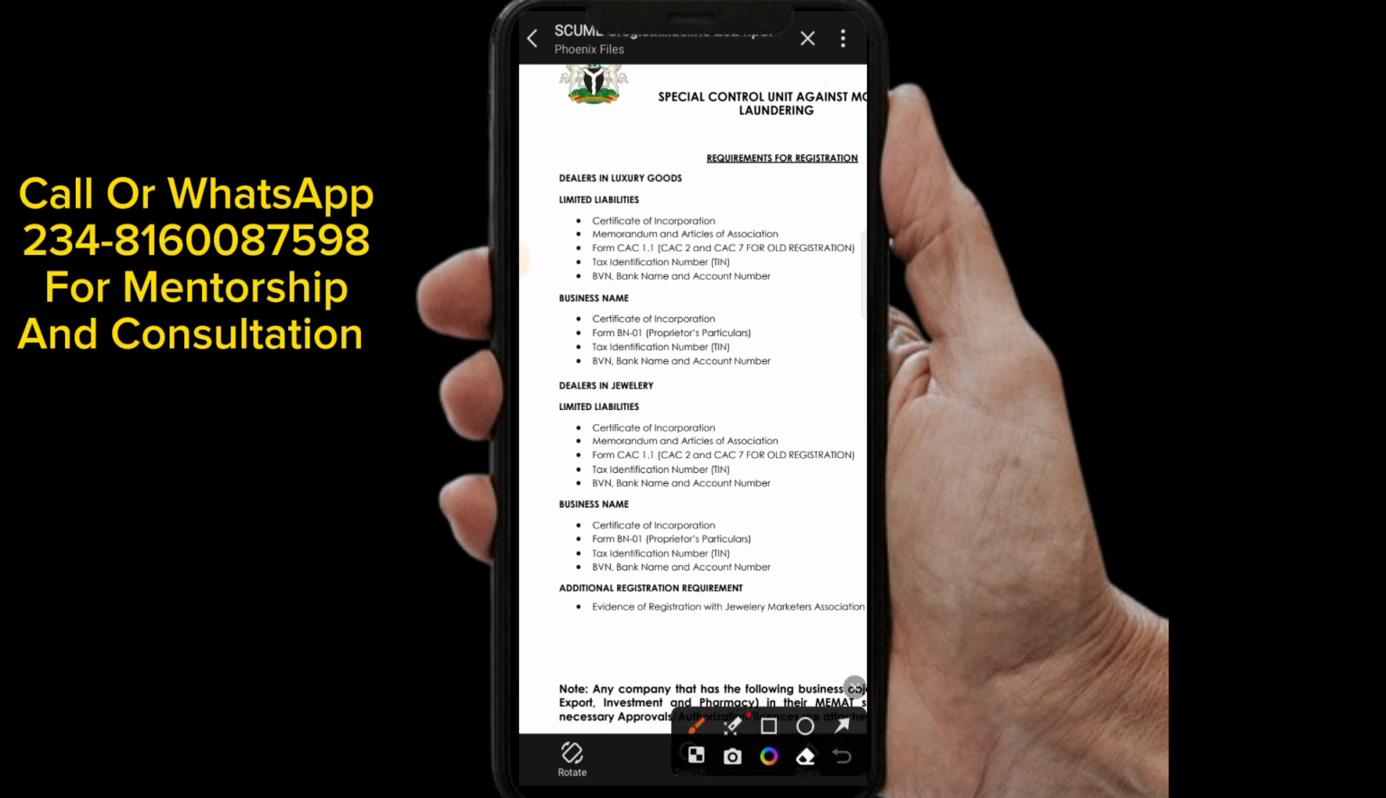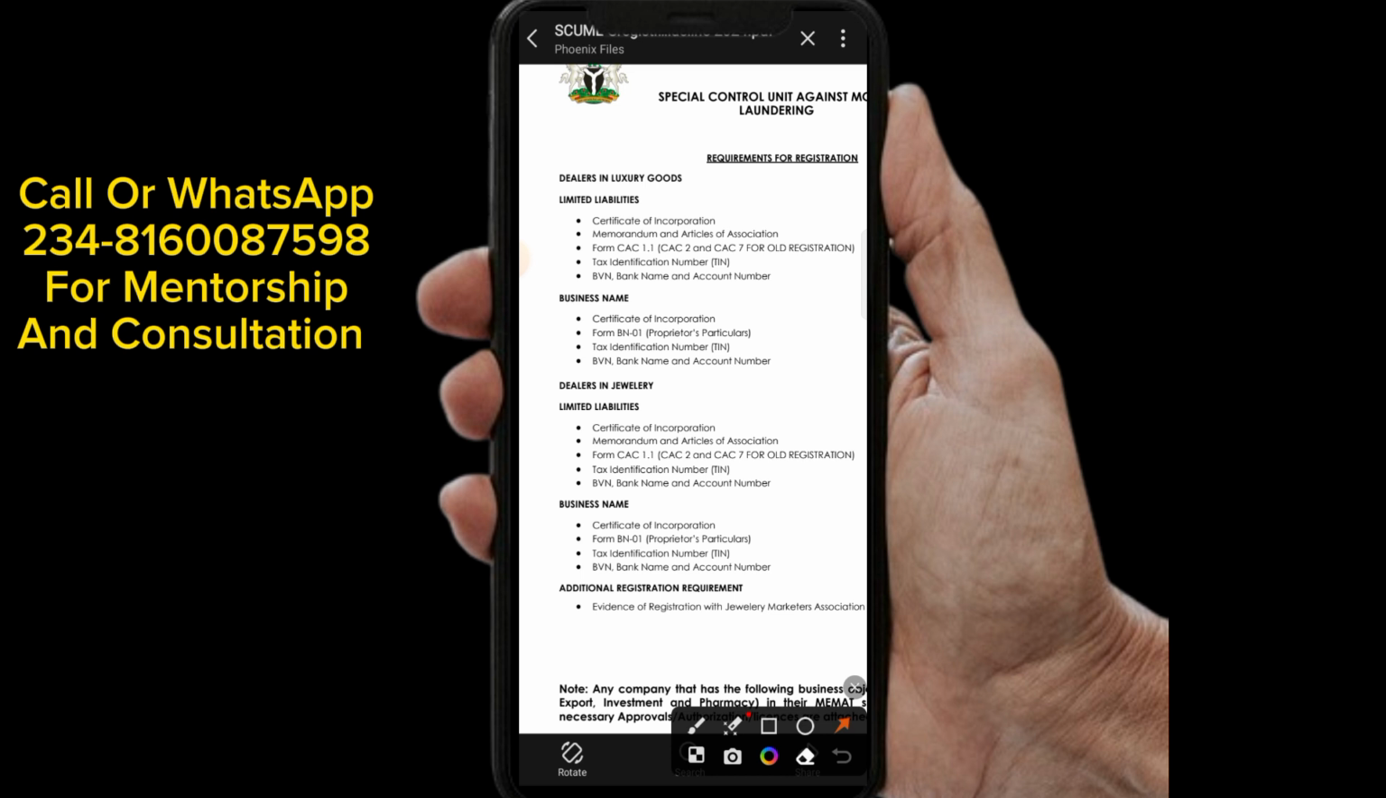Now, let's first start with if you are dealing with luxury goods. What do they mean by luxury goods? You should all know it is something expensive like gold, jewelries, right? So under this category, you want to select the one that suits what you are doing.